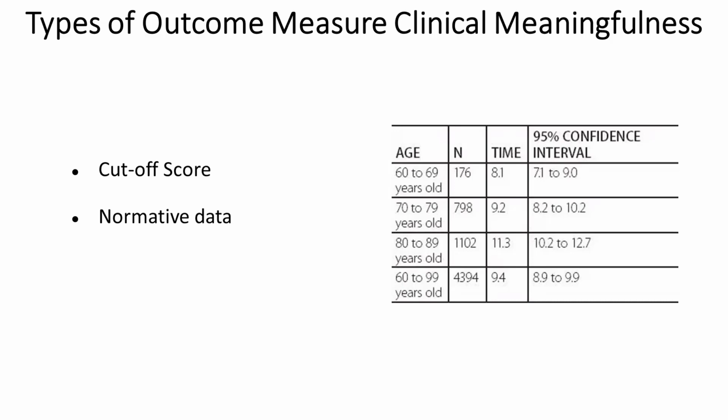So you can see for, let's say, individuals 70 to 79 years of age, they tested 798 individuals. And because that sample size was so high, they received a point estimate of 9.2, and that would be 9.2 seconds. Their 95% confidence interval, where you can be 95% sure that an individual 70 to 79 years old would be in this range of time, is 8.2 to 10.2 seconds.